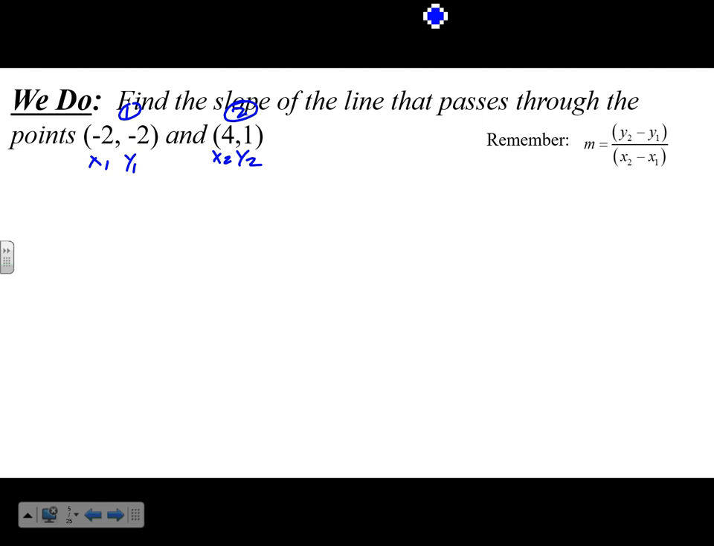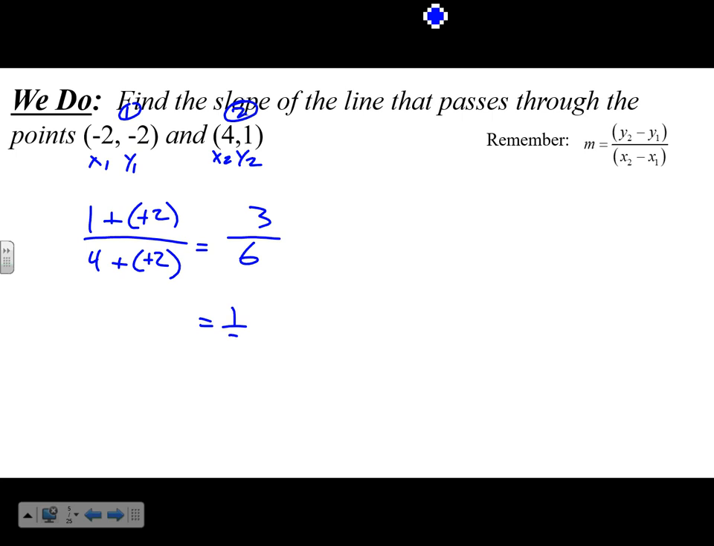So y2 minus y1, x2 minus x1. Again, just use your calculator. 1 minus negative 2, that should be 3, because again, minus negative is plus. 4 minus negative 2 is 6. Again, please make sure you're reducing those.